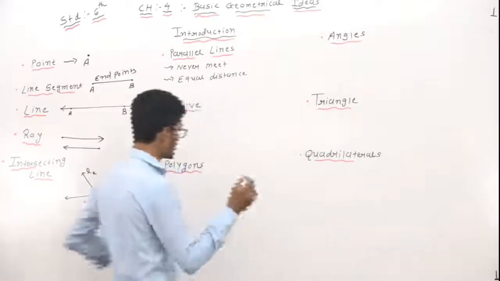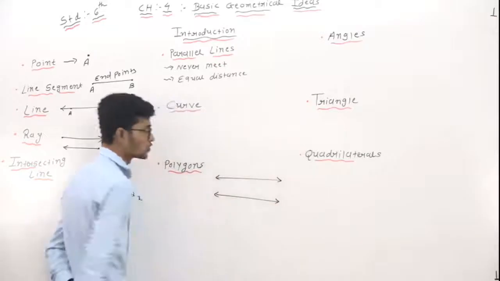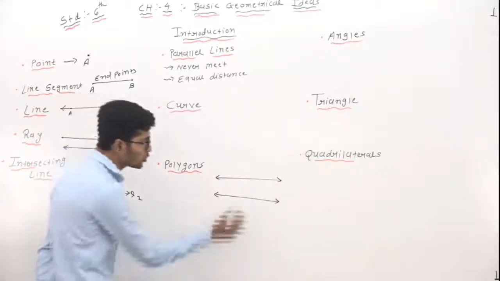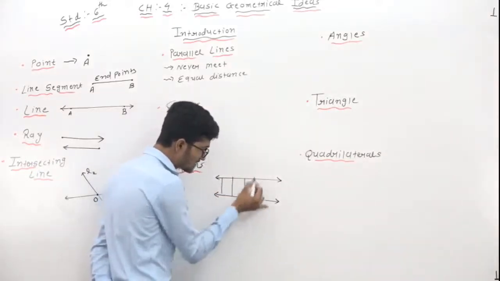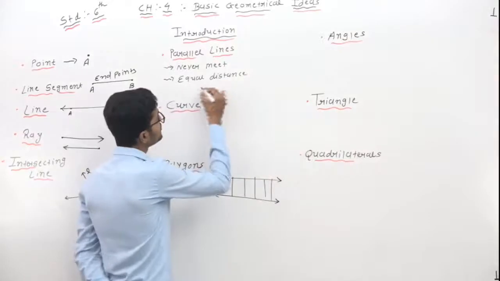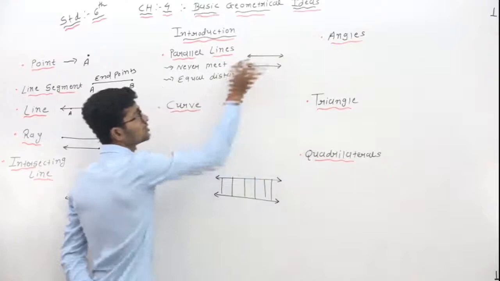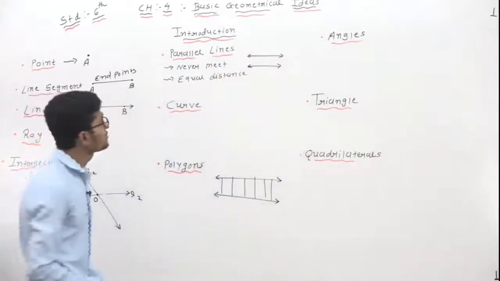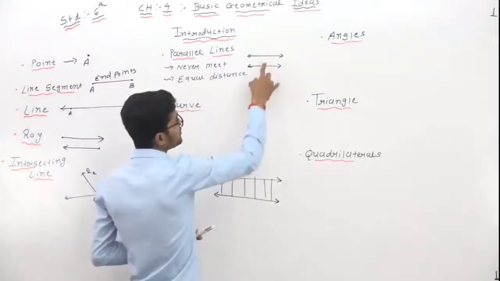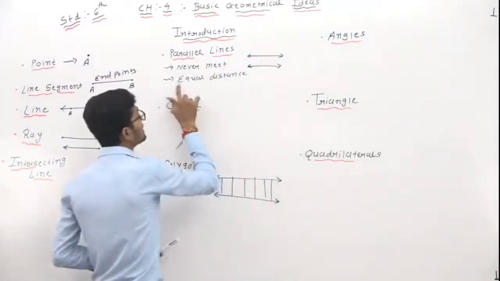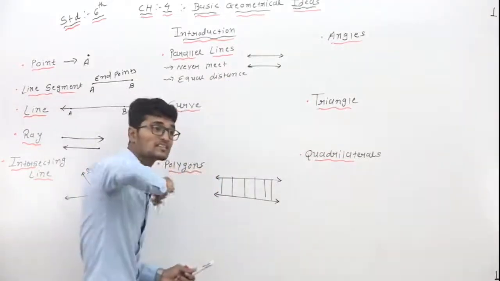Suppose, let's say, for example, these two lines. Do these two lines intersect each other? No. Here the distance is the same on all sides. So these two lines are parallel lines. It means they never meet, never intersect each other. Second thing, equal distance. This one is important. Equal distance means the distance between the two lines is equal.